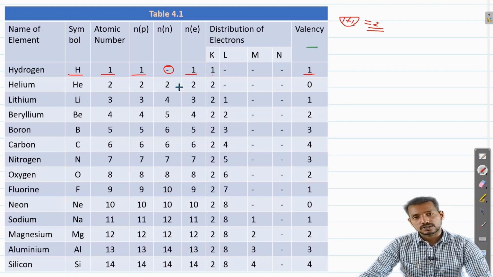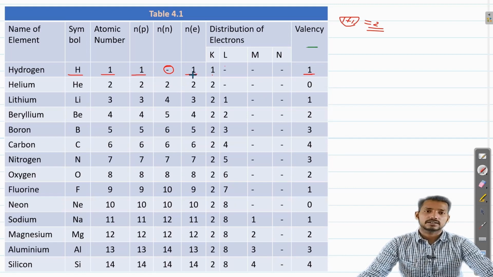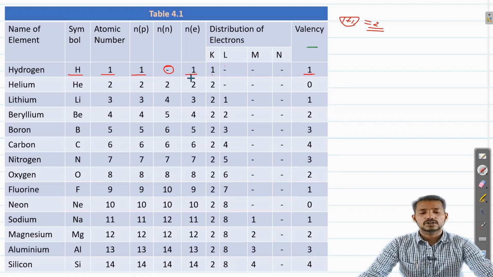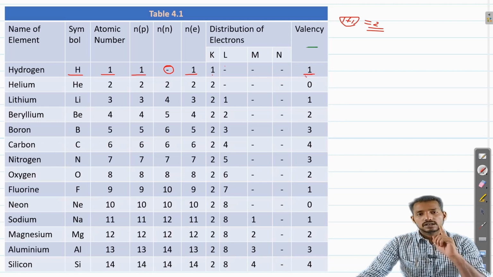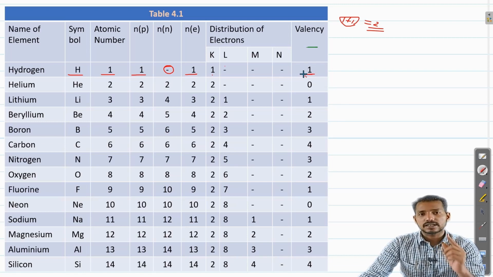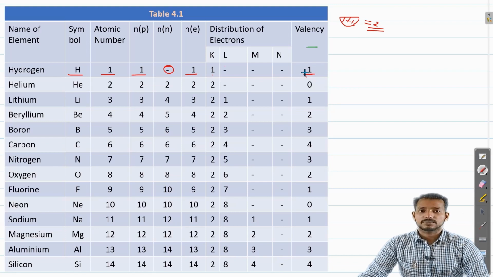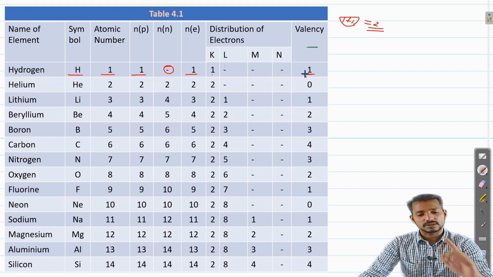So one more electron is needed to make it complete. Clear? So the valency will be 1. Only one electron can be shared at a time with an atom, so its combining capacity will be 1.